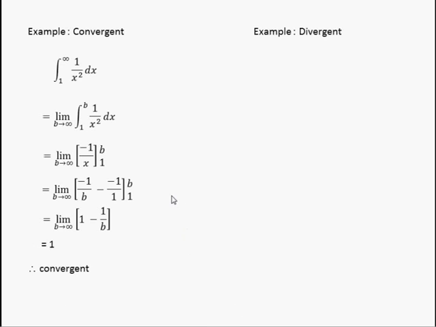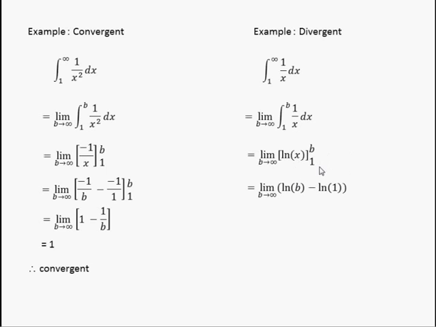Here's an example of a divergent one. It looks very similar, but it's the integral from 1 to infinity of 1 over x dx. And if you know what these look like, they do look kind of similar as well. But let's go through the process. The limit as b approaches infinity of the integral from 1 to b of 1 over x dx. The integral of 1 over x is ln x between the limits of b and 1. So I substitute in b and 1.